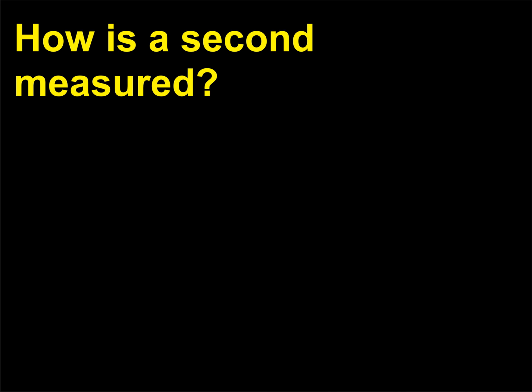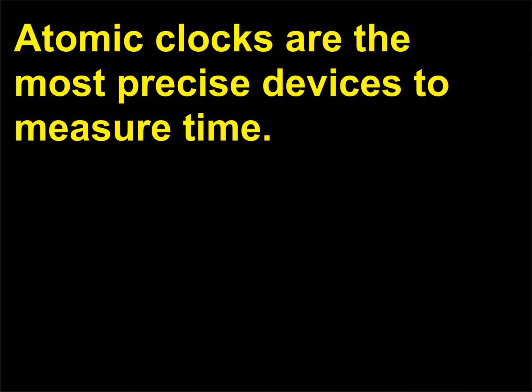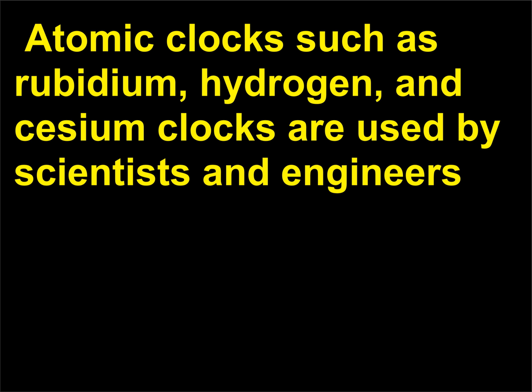How is a second measured? Atomic clocks are the most precise devices to measure time. Atomic clocks such as rubidium, hydrogen, and cesium clocks are used by scientists and engineers.